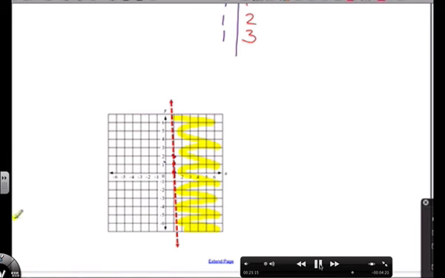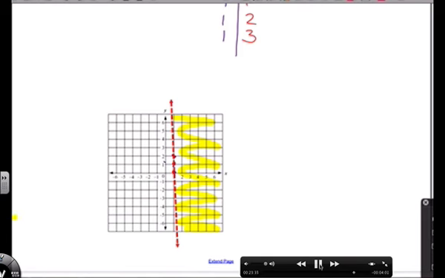So would you write undefined? You don't have to. The graph is your answer. You don't have to tell me that it has an undefined slope. I'm not asking you what the slope is. I want the graph for the solution of that inequality. Does that make sense?